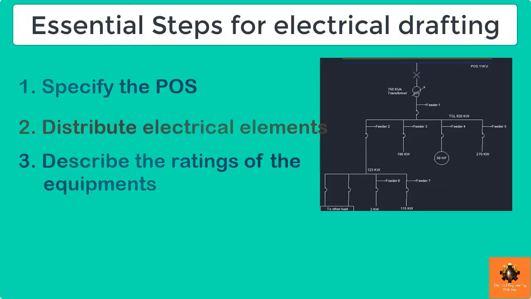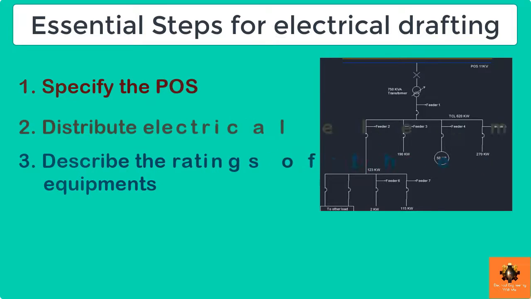So these are the three basic steps that should be remembered while drawing SLD in AutoCAD. First is to specify the POS, point of supply, then distribute all the electrical equipments and elements in the system. And finally, describe the ratings of the equipments with all the important and standard information. Okay, so next we'll see how to draw SLD.